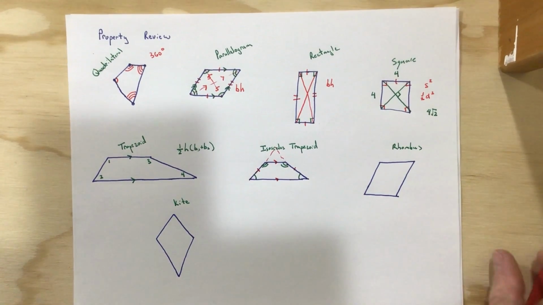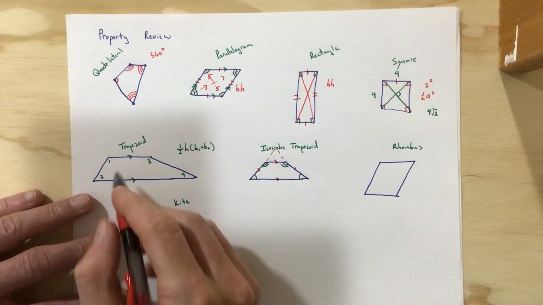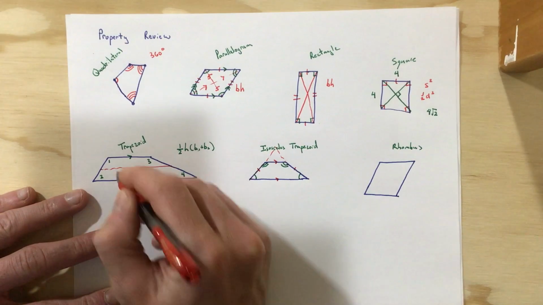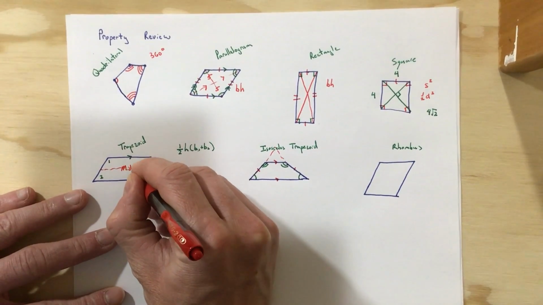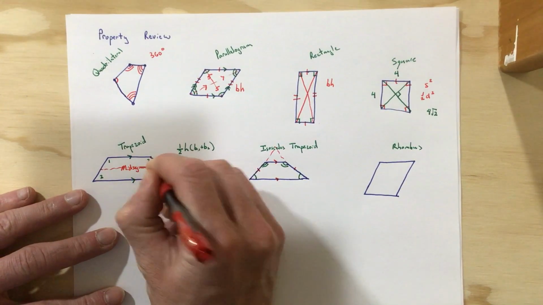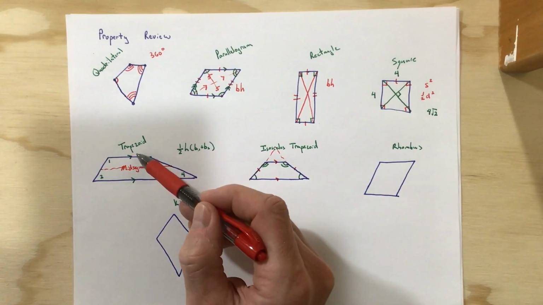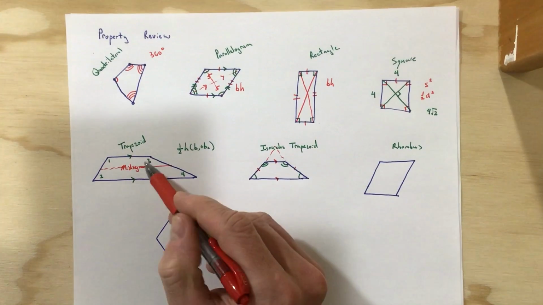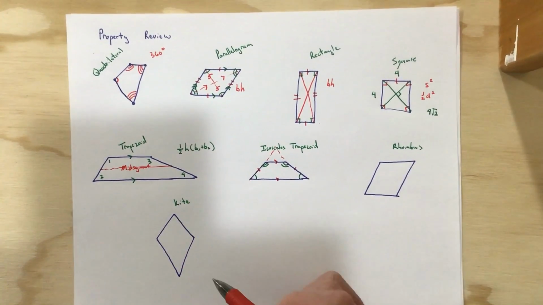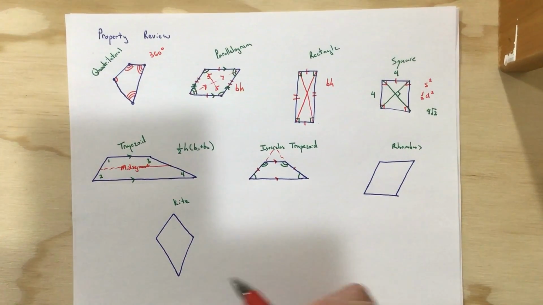I guess I'll say one more thing. Both for an isosceles trapezoid and a trapezoid, we can have this mid-segment. The mid-segment theorem just says that the mid-segment's length is equal to the average of the two bases. Okay, so capital M equals 1/2 (b1 + b2). Okay, let's go to a rhombus.